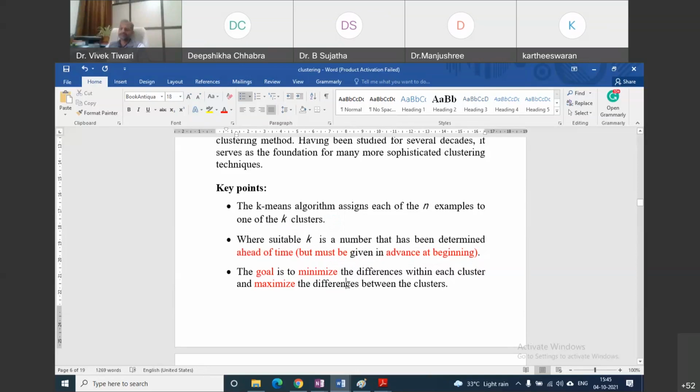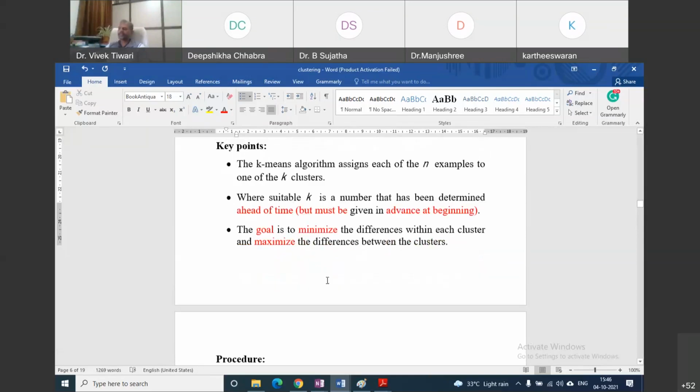Okay. Third point is damn clear in the clustering process. In the k-means clustering process, the goal is to minimize the difference within each cluster. Means homogeneity I want to increase. Similarly, we need to maximize the difference between the clusters. Means heterogeneity we are supposed to increase. So these are some important points you need to remember.